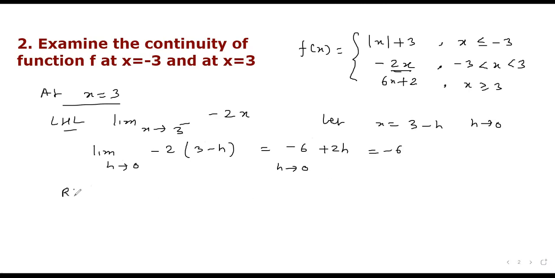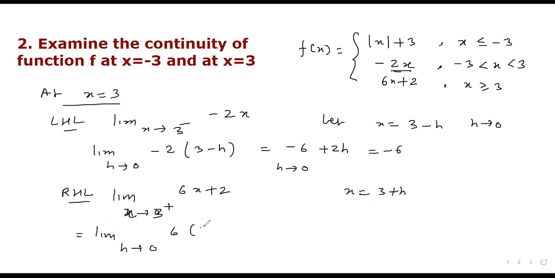Now we consider RHL. Limit x tends to 3 plus, and this time the function is 6x plus 2. If we take x equal to 3 plus h, where h tends to 0, it becomes limit h tends to 0 and we write 6 within brackets (3 plus h) plus 2. Then we put the value of h, so we get 20. Here LHL is minus 6 and RHL is 20, so the function is not continuous.